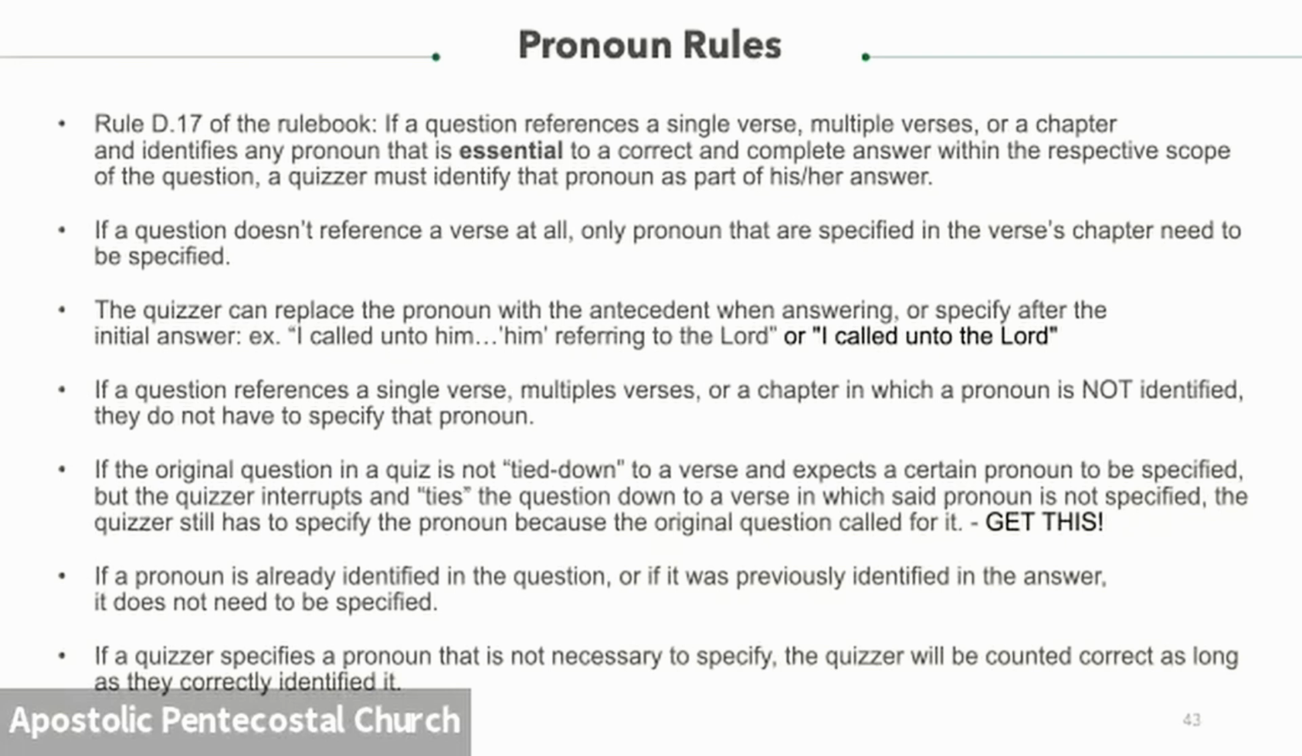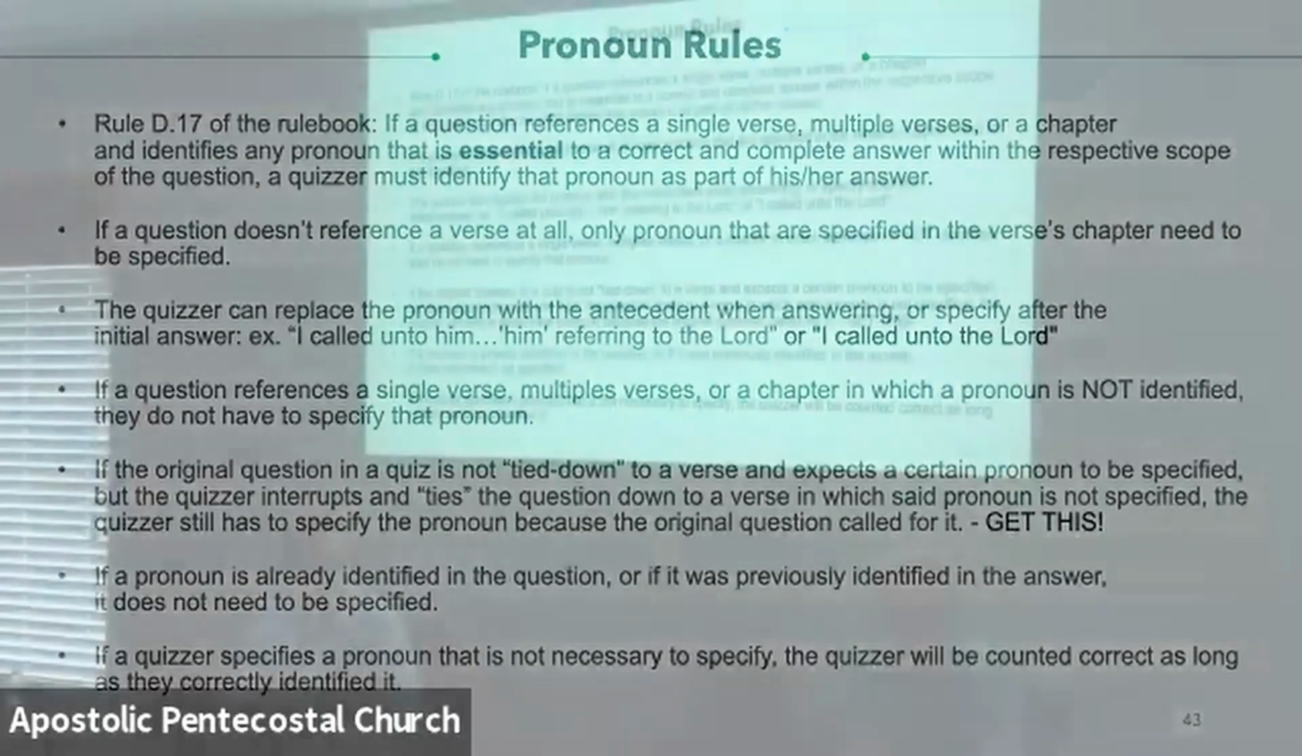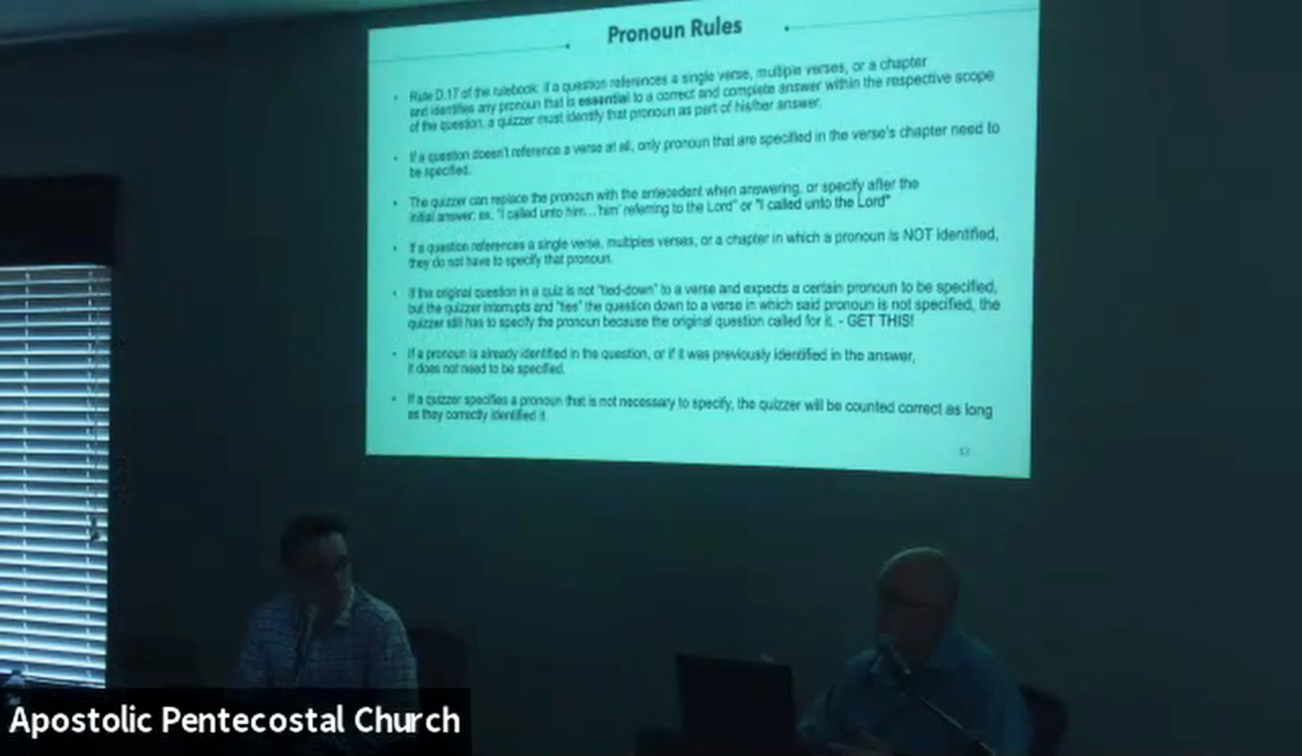Next bullet, and this is huge. Get this, understand this. If the original question, and Philip talked to this a little bit earlier, in a quiz is not tied down to a verse and expects a certain pronoun to be specified, in other words, the question is asked in such a way that it does not give a verse reference, and the answer is looking to see if you know who one of the pronouns is, they will write questions and not put the verse reference on there simply to see if you know the pronoun in the verse. If that happens and you interrupt it and your quizzer finishes it and narrows it down to a verse, this is the one exception to the narrow-it-down thing: they still have to identify that pronoun. Narrowing it down doesn't make it wrong. Not identifying the pronoun makes it wrong.